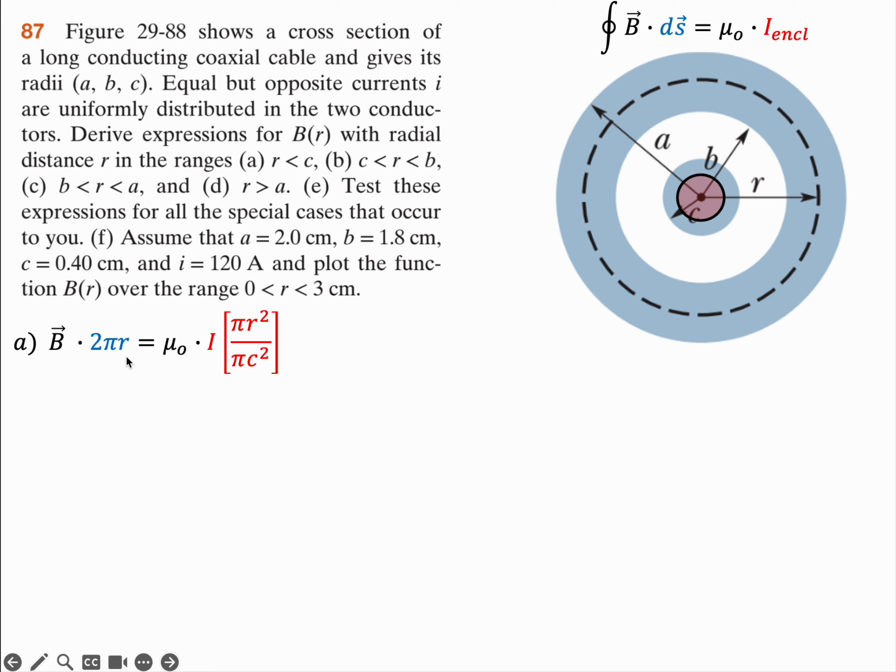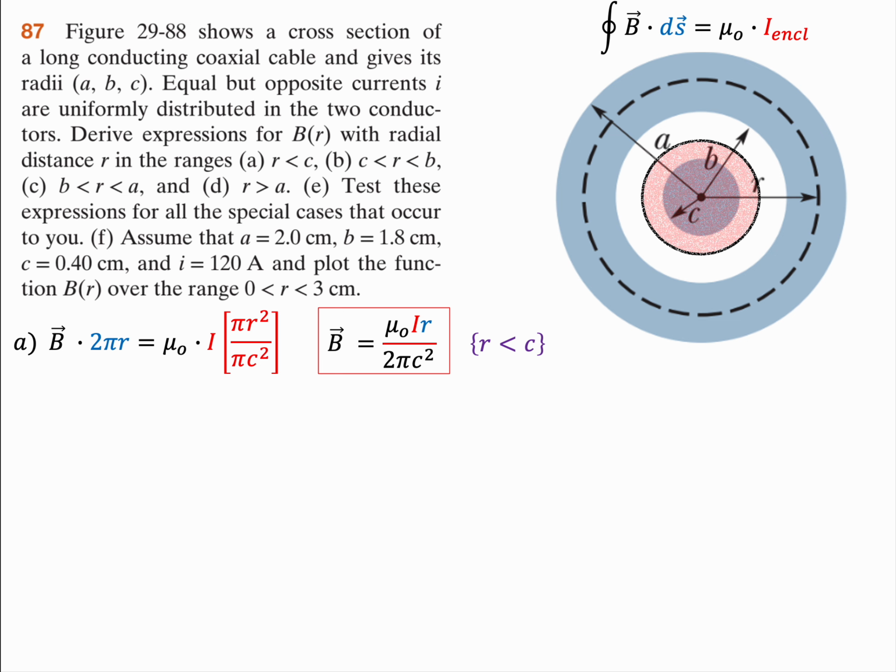The length of my Gaussian surface is going to be 2 pi r, where r is the radius. I realize here I've got r drawn all the way out there, but don't worry. If you simplify that down, you'll discover the magnetic field is simply given by this. So it increases linearly from 0 to c.